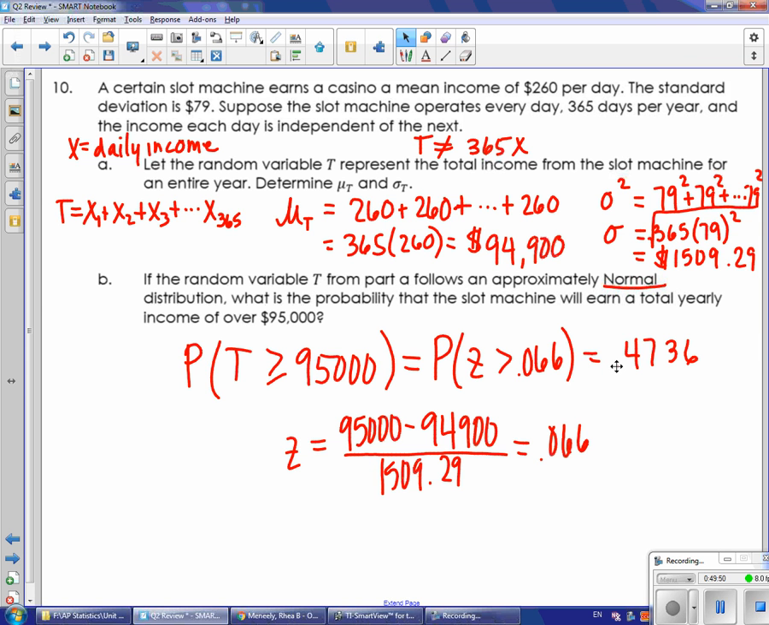Okay. You could also have done the same thing using Z, except your mean and standard deviation would be 0 and 1.